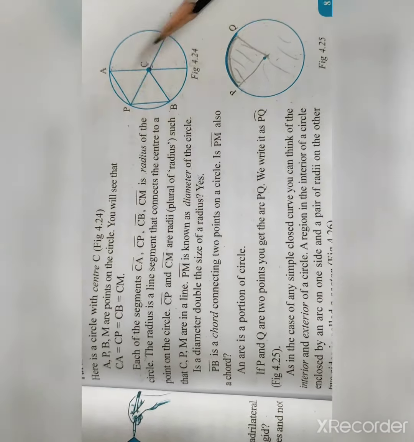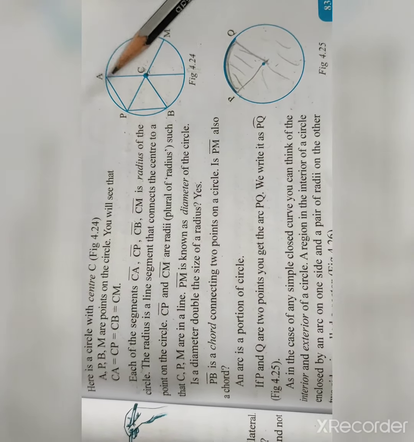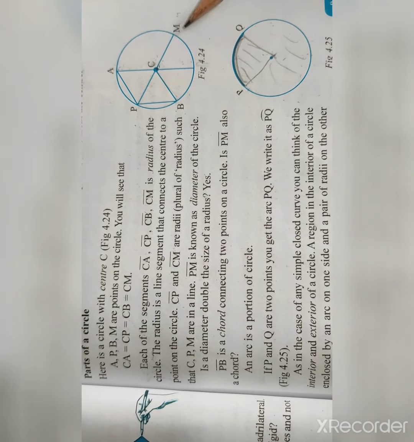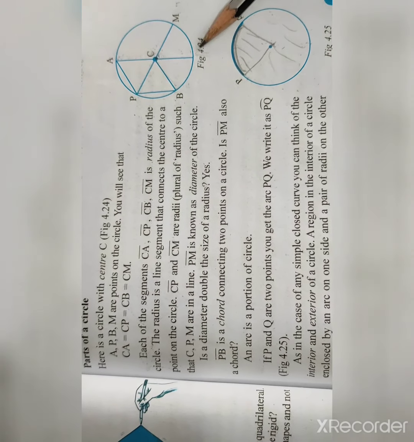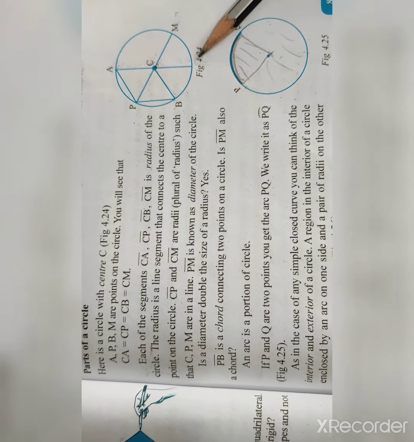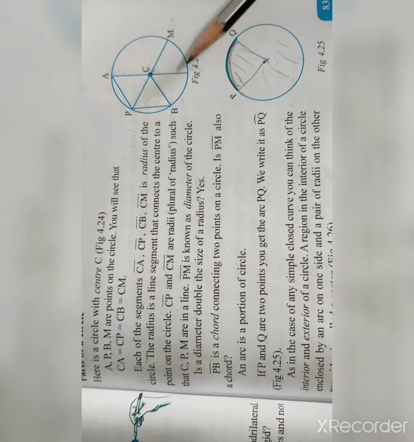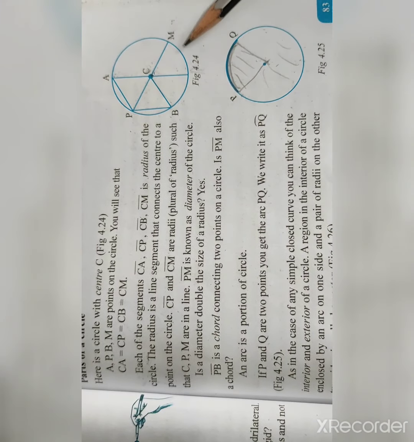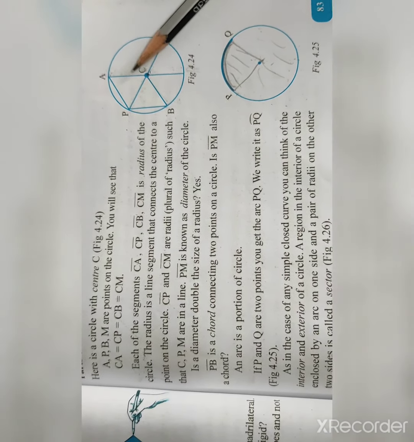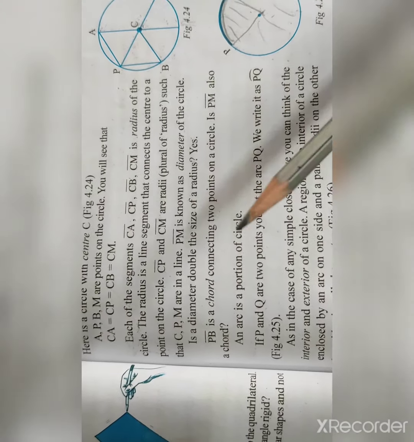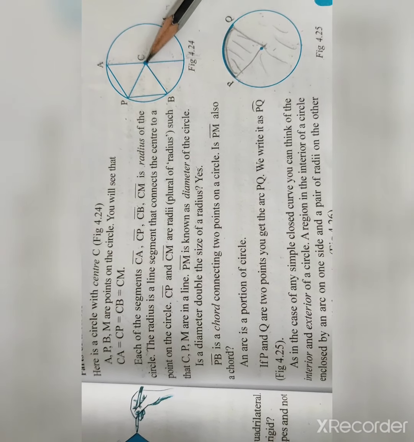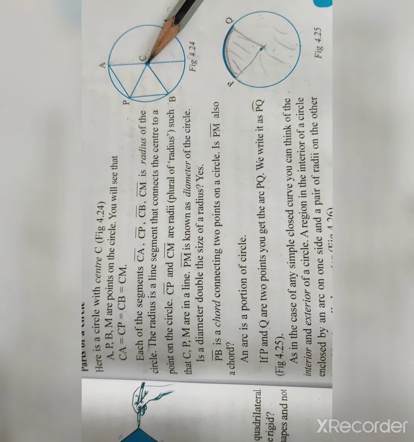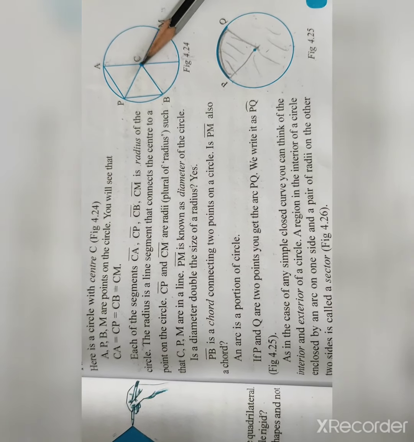Each of these line segments is called a radius of the circle. So CM is a radius, CA is a radius, CP, CB and CE are radii. The radius is a line segment. The definition of radius is that it is a line segment that connects the center to a point on the circle.